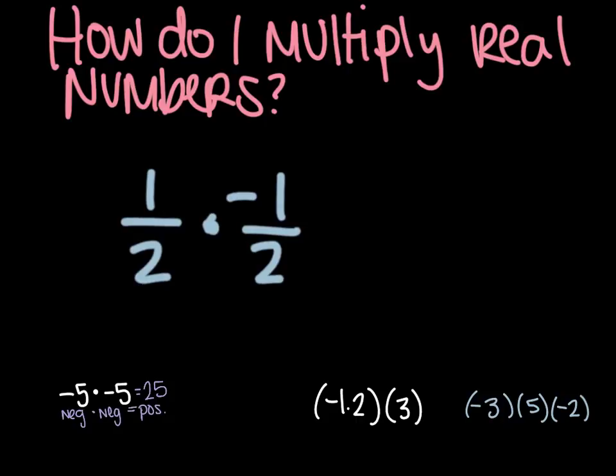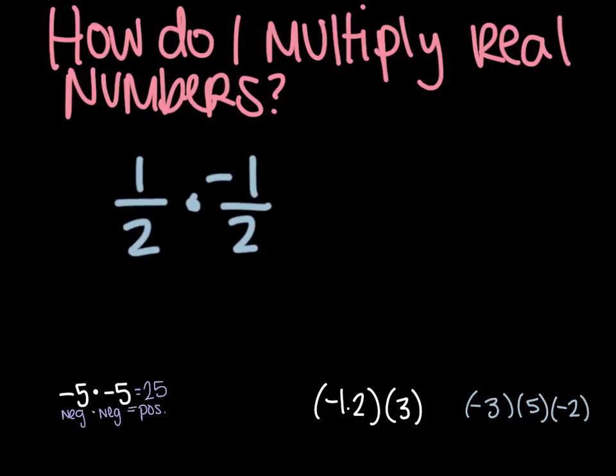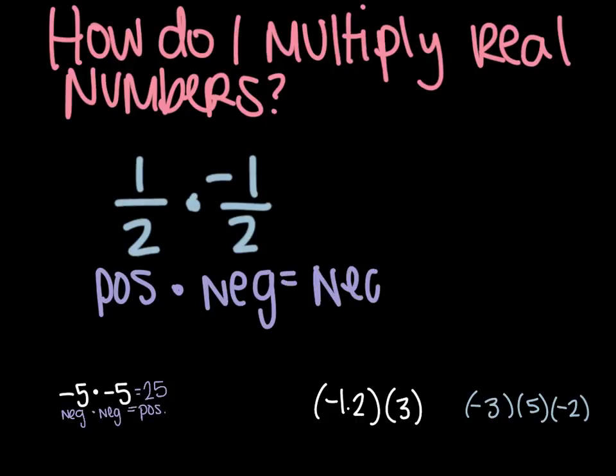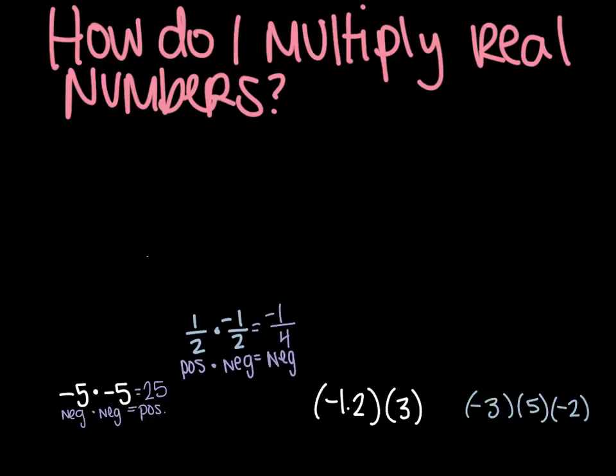This one involves fractions, but the same rules apply. So this time I have a positive times a negative. And that's going to end up giving me a negative for an answer. So I can keep that in mind as I'm solving. Fractions I multiply across. 1 times -1 is -1. 2 times 2 is 4. So -1/4 is my answer to that one.